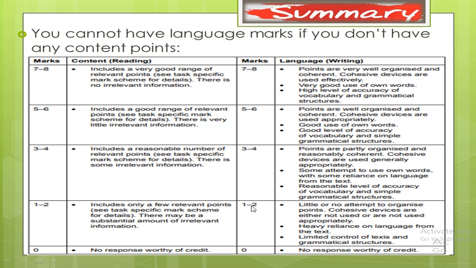In the 1 to 2 range we can see a relative variation from the real marking criteria: little or no attempt to organize points, and heavy reliance on language from the text, limited control of lexis and grammatical structures, and lexis means vocabulary. Here in 1 to 2 only a few relevant points are used, very few points. And 0 marks can be given for no response. That's very important. If we haven't included any relevant points, we will lose marks not only for content but also for writing.